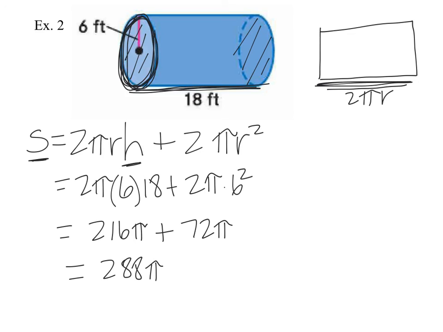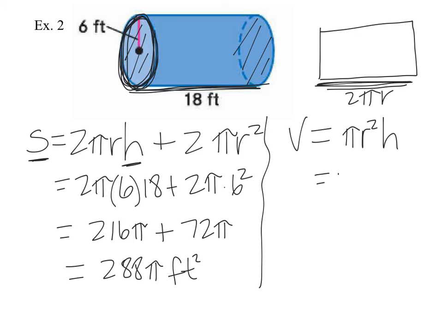This is surface area, so this would be in feet squared. And then to find the volume of a cylinder, the area of the base is always a circle, so that would be pi r squared, and then multiply it by its height. So that would be pi times, the radius is 6, so pi times 6 squared, and then times the height. The height is 18. 36 times 18 is 648. I worked that out earlier, so 648 pi. And then since this is volume, it would be feet cubed.